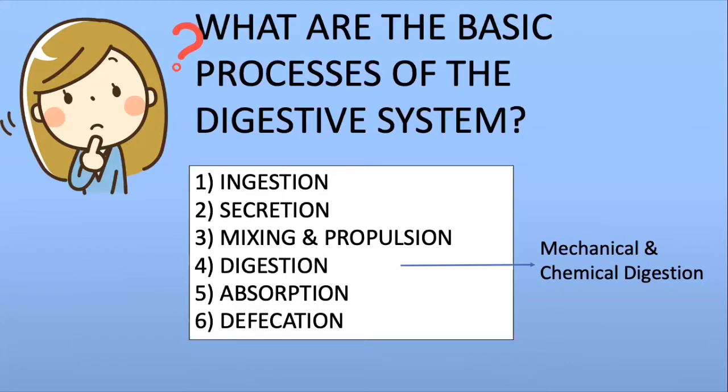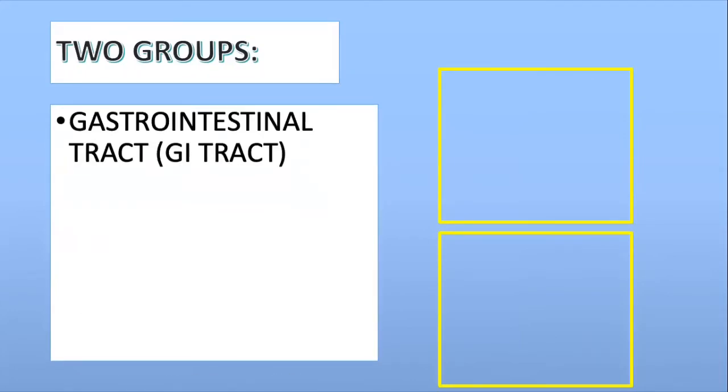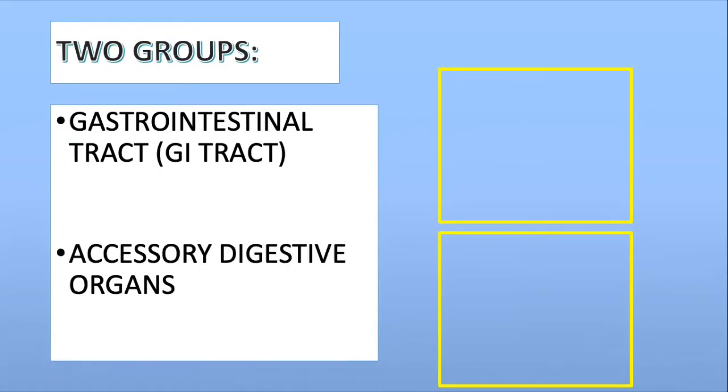Okay? Pero kapag sa urinary system, yung ating ihi, we call that one as urine, which contains urea. Okay? So your digestive system is divided into two groups. We have the gastrointestinal tract, or that is what you call your GI tract, and we have the accessory digestive organs. Now, let's differentiate between the two, and let's also categorize the organs that belong to which group.